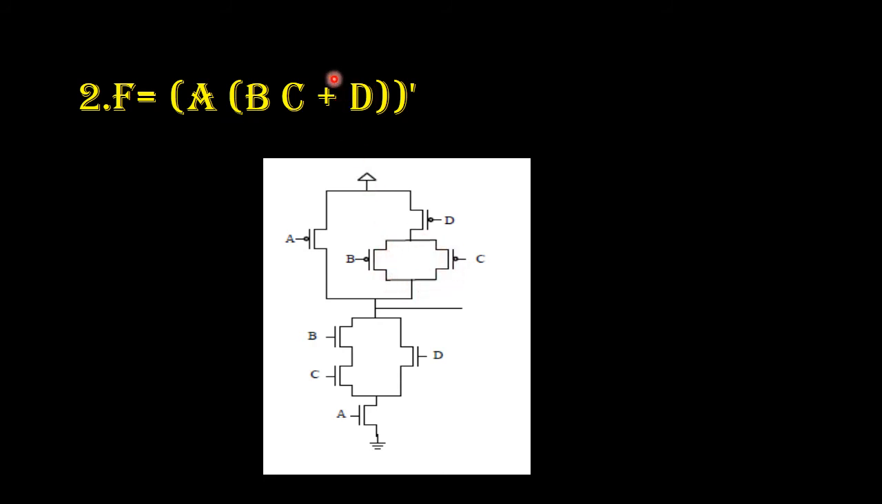Then plus D. So sum means PMOS transistor should be connected in series. So with BC, D is connected in series. Then again it is product with A. So PMOS transistor should be connected in parallel with A. Similarly for NMOS transistor. So for B and C, NMOS transistors in series, then with D it is again parallel, and again it is series with A. So you will be getting the logic diagram like this.